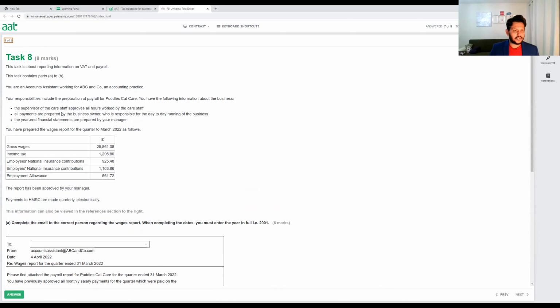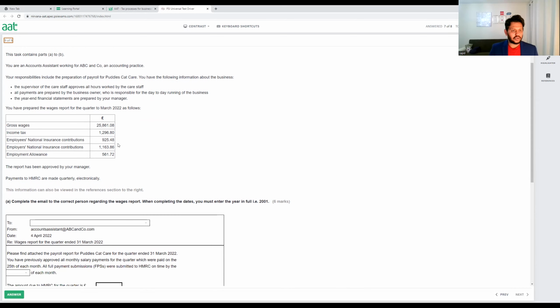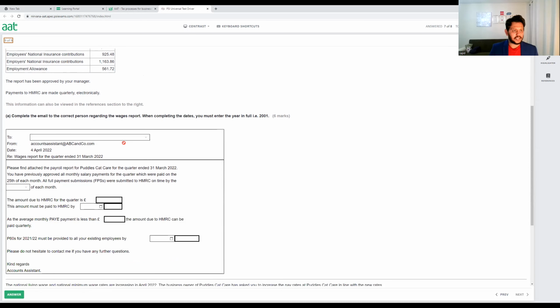The supervisor of the care staff approved the hours worked by the care staff, and payment is prepared by the business owner who is responsible for the day-to-day. The year-end financial statement is prepared by your manager. You have prepared the wages report for the quarter to March, so January, February, March, as follows: gross pay, income tax, employee national insurance, employer's national insurance, and employment allowance. The report has been approved by the manager.